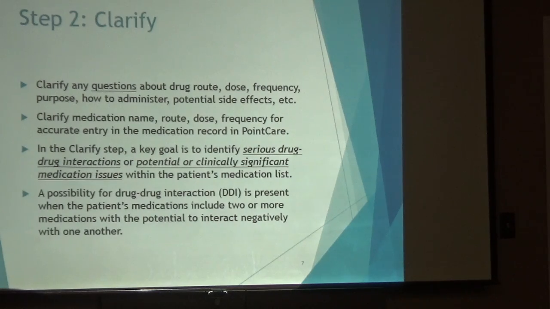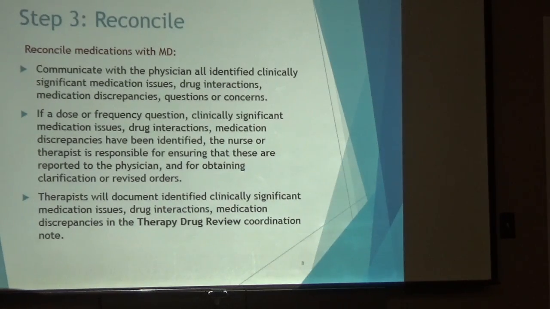A possible drug-drug interaction is present when the patient's meds include 2 or more meds with potential to interact negatively with one another. And you know that point care flags these interactions, and you'll see them as a level 1 or a level 2. Okay? So we'll go over that on a subsequent slide as well.